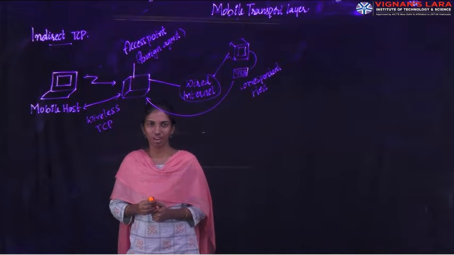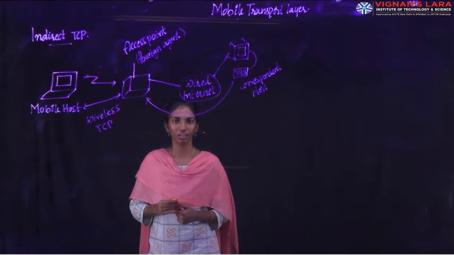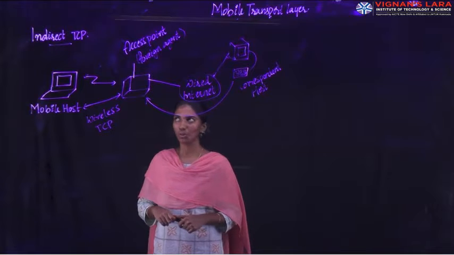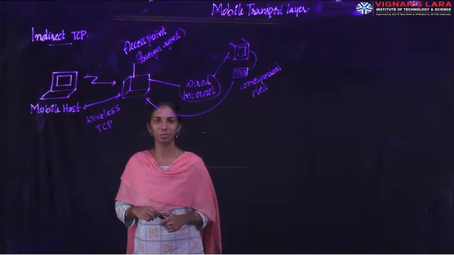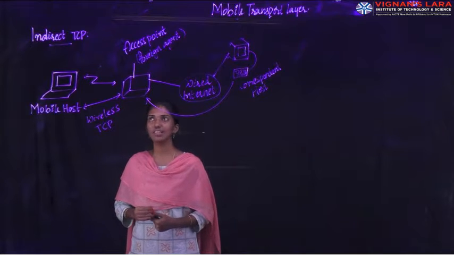So today we shall start with the next topic of fourth unit, that is indirect TCP. This indirect TCP is one of the classical improvements made in TCP, right? So what does this indirect TCP indicate?